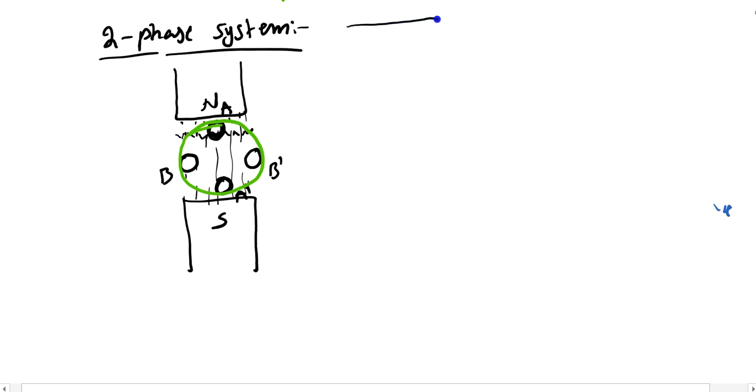This is a single conductor having A and A dash. That is what I'm showing here. You can say it is a conductor, or a conductor coil. So this is what is placed here. So we have A dash and B dash, two conductors placed on the rotor of this machine.